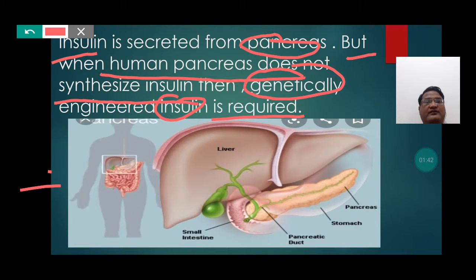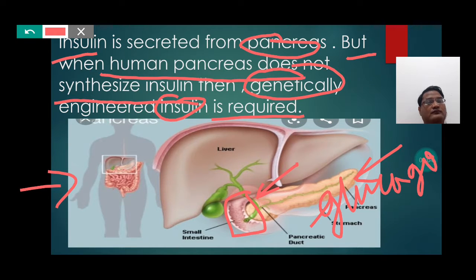Students, here in this picture you can notice that the pancreas appears as a leaf-like structure which remains present in the loop of the duodenum and further secretes glucagon and insulin.